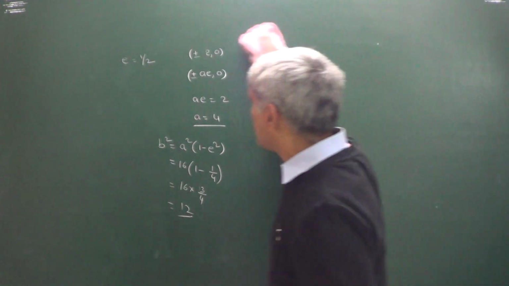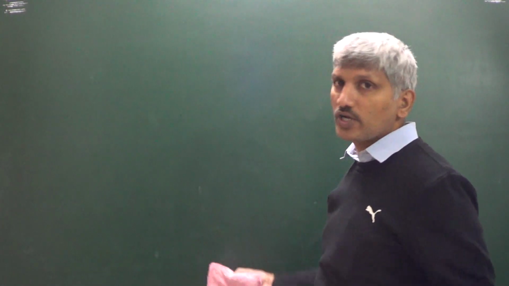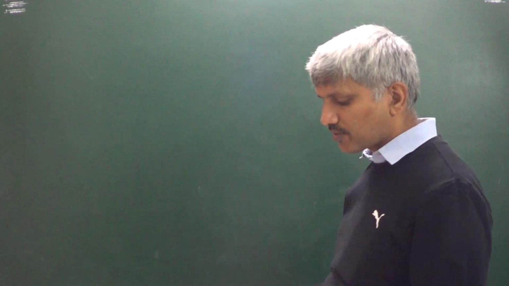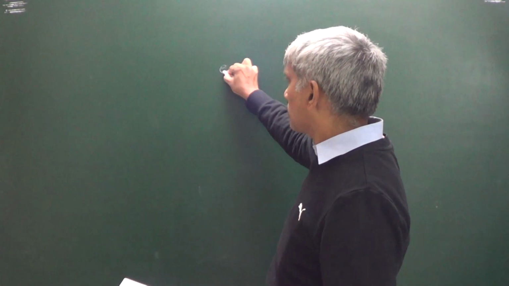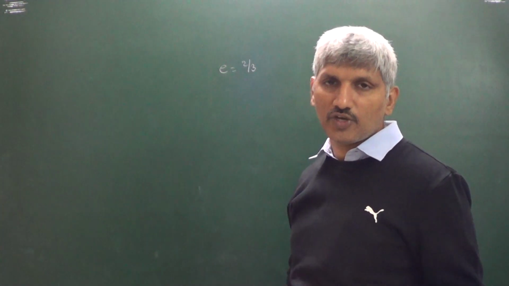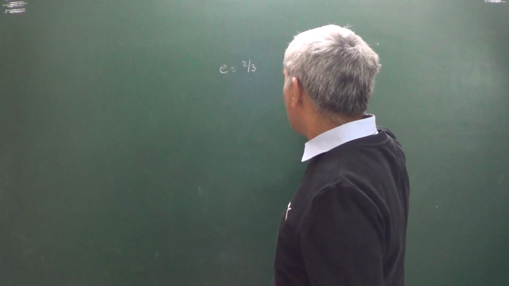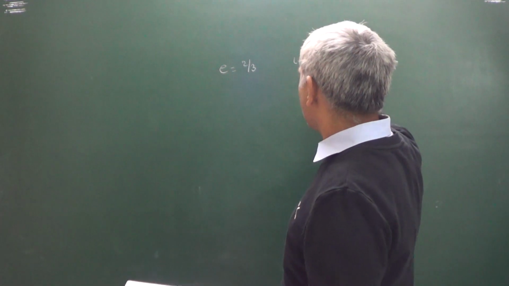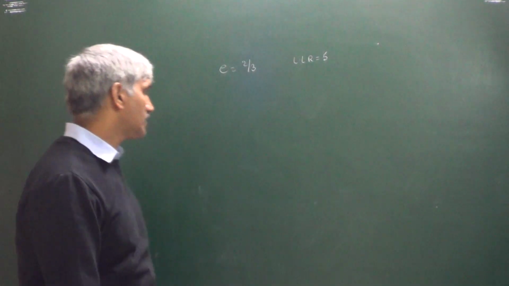So when different conditions are given, we can find out an ellipse equation, or you can find out a hyperbola equation also. This is another question. Eccentricity is given as 2 by 3. That means ellipse equation we have to find out. And the length of the latus rectum is given as 5. Length of the latus rectum is given as 5.